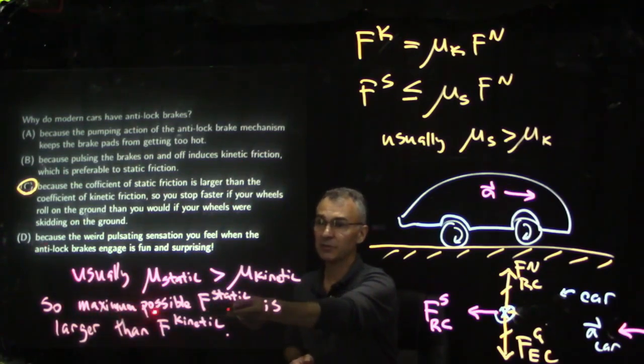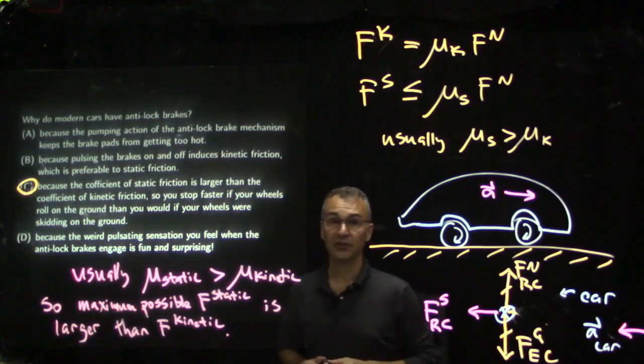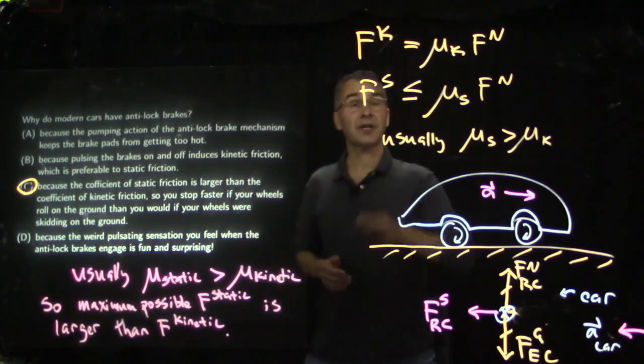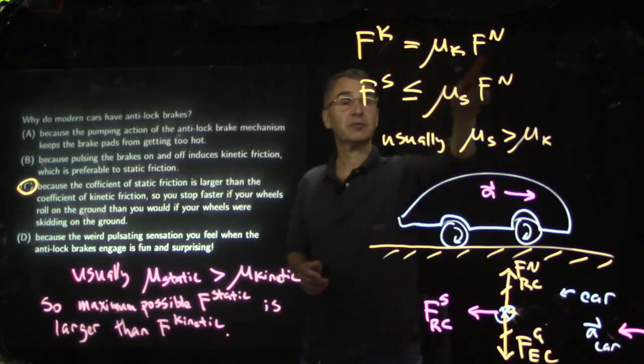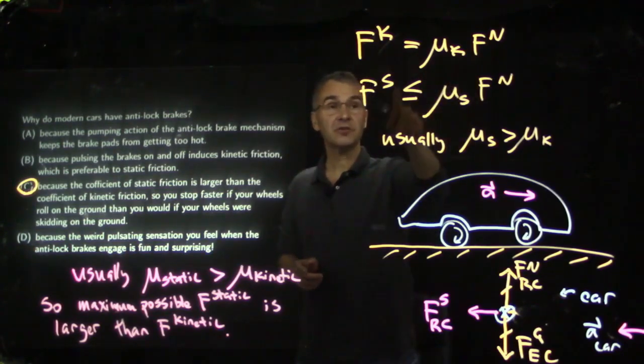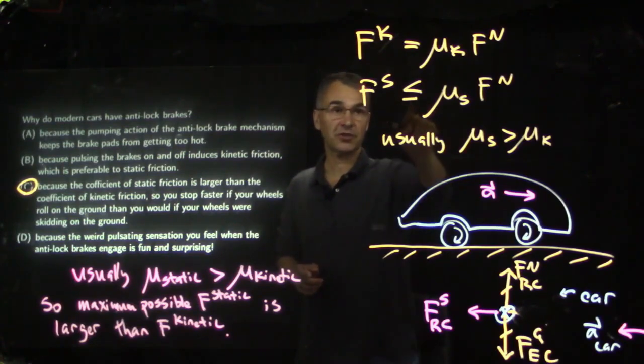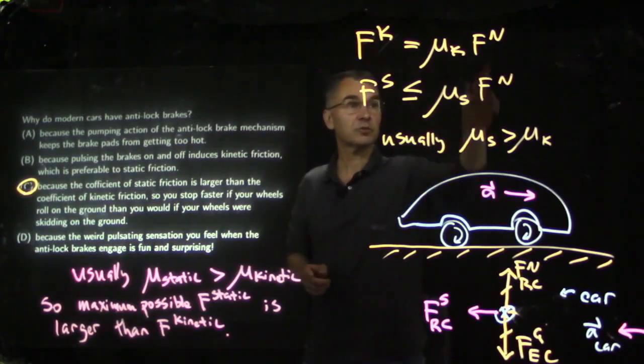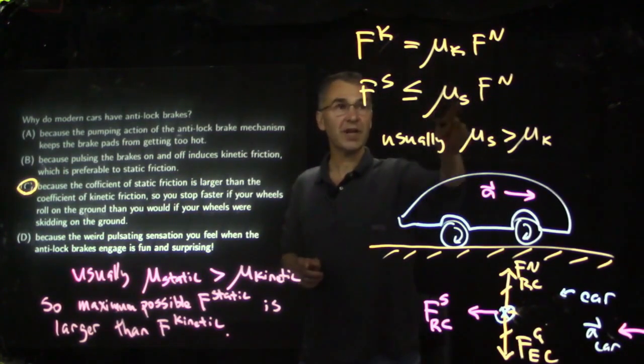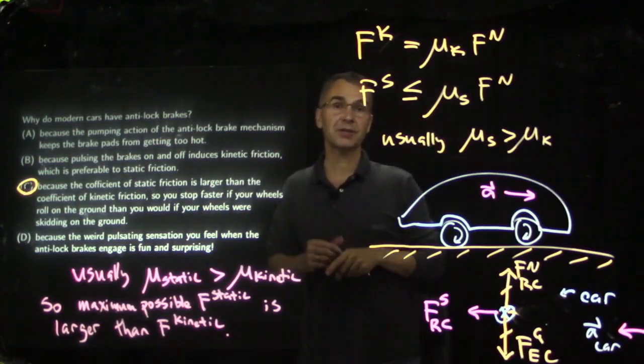And that means that the maximum possible value of F static is larger than the value of F kinetic. Remember, F kinetic equals mu kinetic times the normal force. F static is smaller than or equal to mu static times the normal force. So the largest possible value of static friction is where this inequality is an equal sign, and the normal force is the same in both cases. So if mu static is bigger than mu kinetic, then you can get a bigger stopping force.